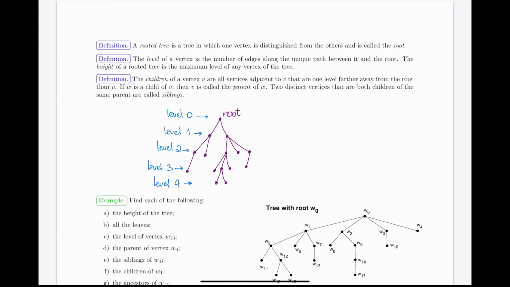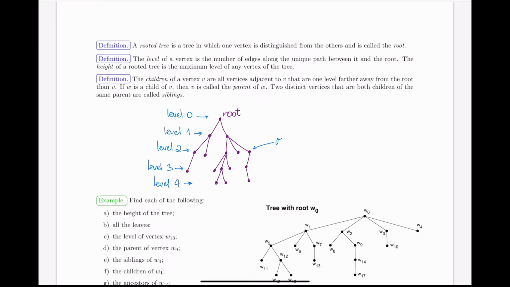Next up are the definitions of relationship between the vertices, not just with respect to the root, but with respect to each other. The children of a vertex V are all vertices adjacent to V that are one level further away from the root than V. So let's say this is my vertex V. The children of V are the ones that are adjacent to it that are further away from the root. So the children of it are going to be the ones that are lower down. Okay, so V here looks like it only has one child. Let's give it another one.